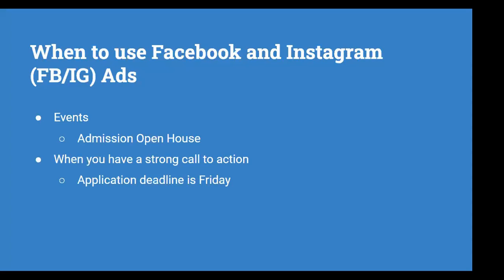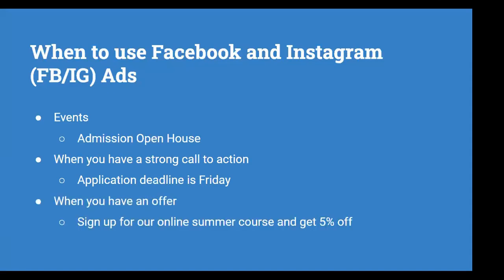Now, the second sort of obvious use is when you have a strong call to action. Now, this can be a deadline, a cancellation. I'm sure there were a lot of those in the past 3 months. Limited space remaining, a few tickets left for an event, something along those lines. Next reason to use Facebook and Instagram for marketing is when you have an offer. Something along the lines of 5% off if you were to do something for your summer online courses, if you're offering something along those lines coming up this summer.